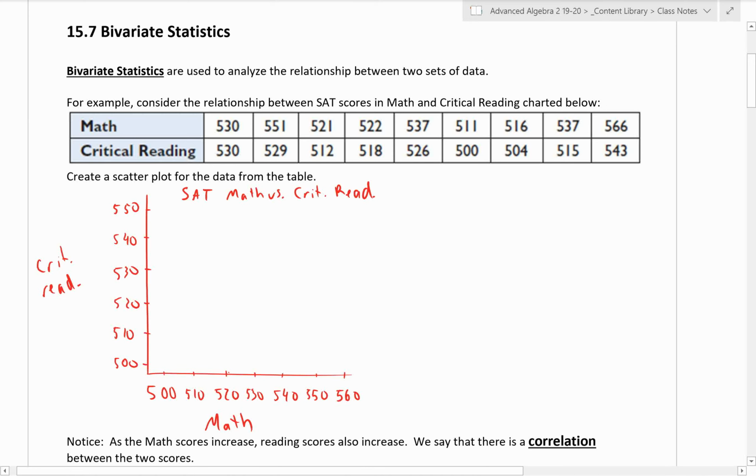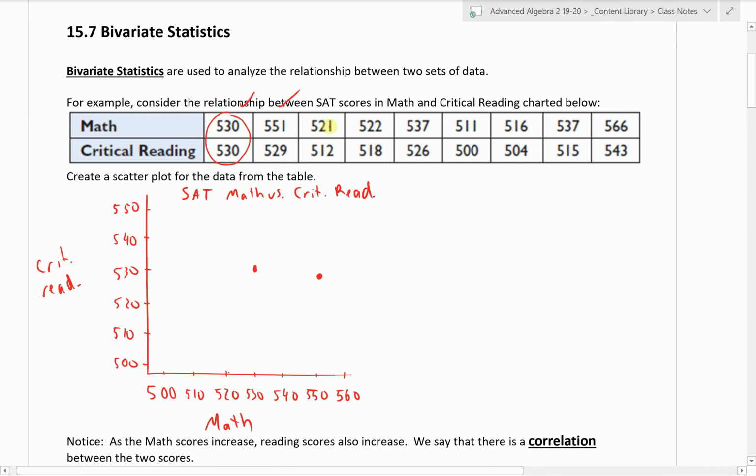and then remember the idea of the scatter plot is to treat each pair of scores as a single point on the plot. So this is one student here who got a 530 in both. So we'll plot him at 530 on the horizontal axis and 530 on the vertical axis, right? And we want to give each student a point on the plot. So this next student had a 551 in math and a 529 in reading. So we'll come to 551 in math, go up to 529 in reading. So roughly right there is that second student. Okay, and we want to keep going through all of these points here.